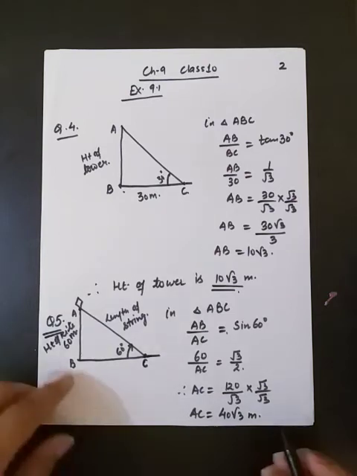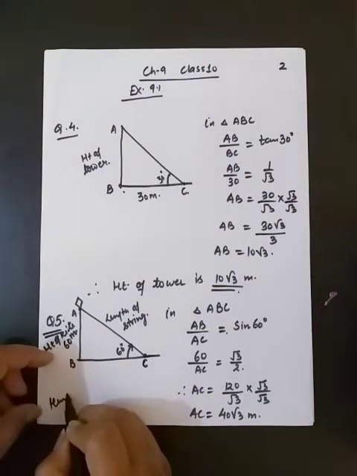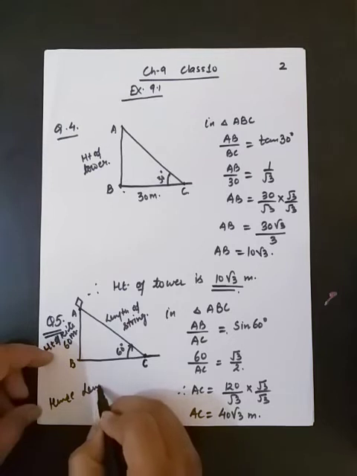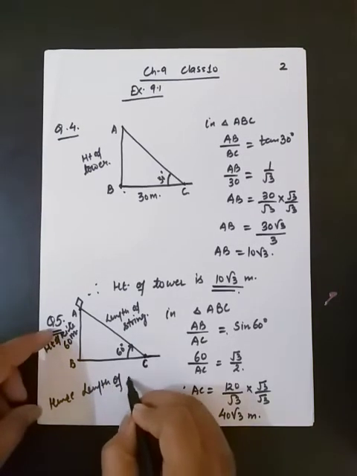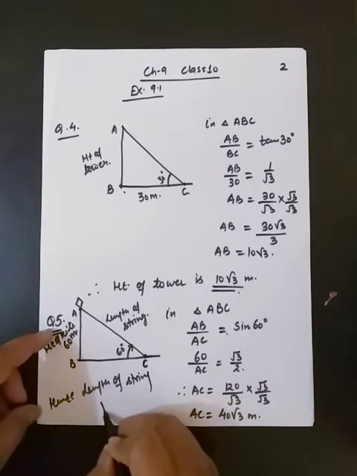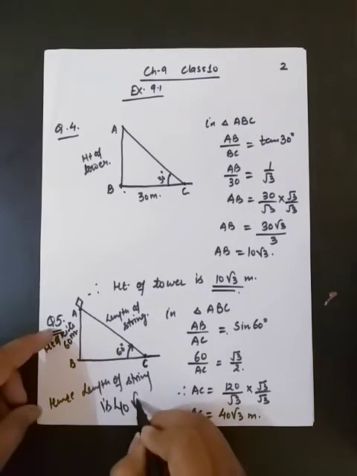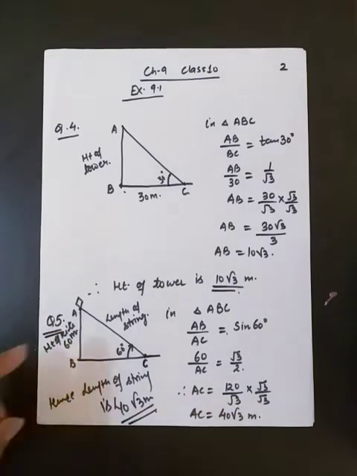So therefore, hence, length of string is 40 root 3 meter.